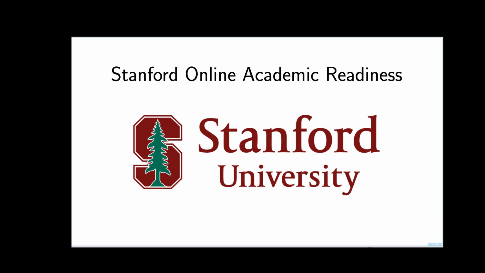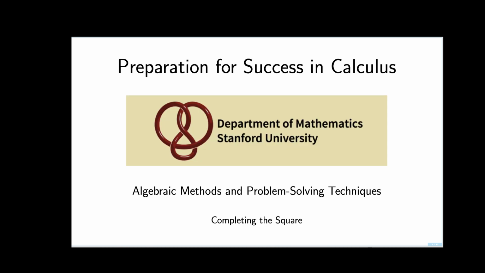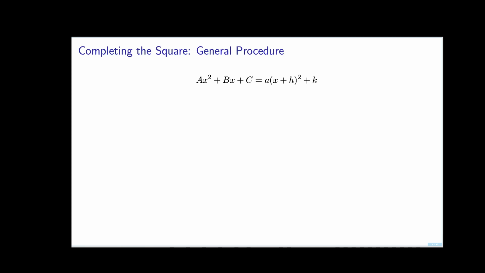In this lesson, we'll explore an important algebraic technique known as completing the square. When completing the square, the general procedure is as follows. We'll be given a quadratic expression in the standard form ax squared plus bx plus c, and our goal is to find a, h, and k so that we can express this in the form a, x plus h quantity squared plus k.